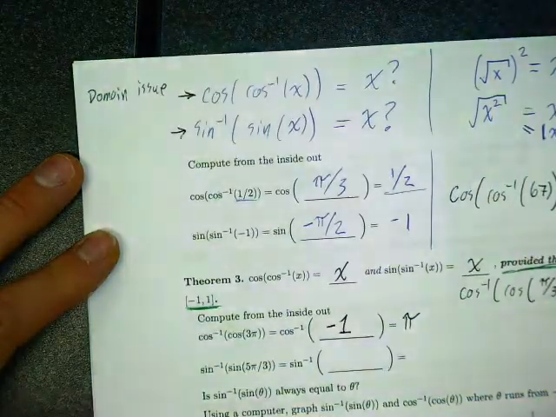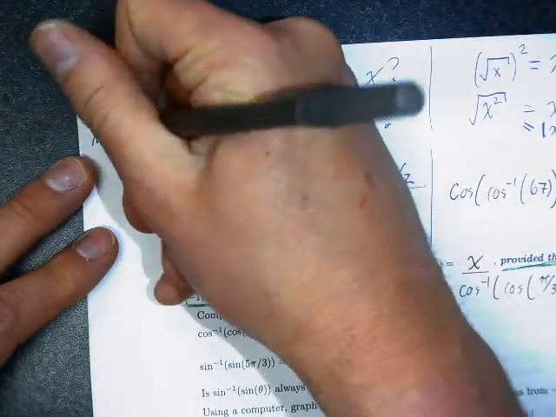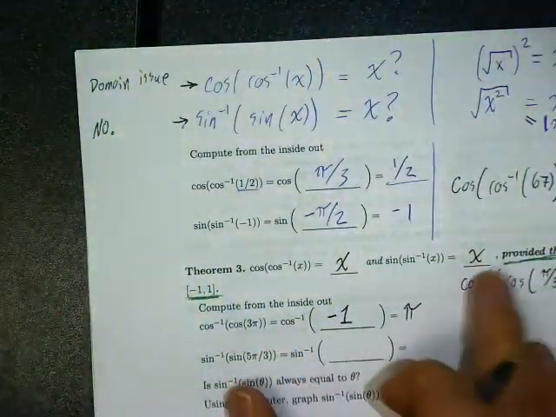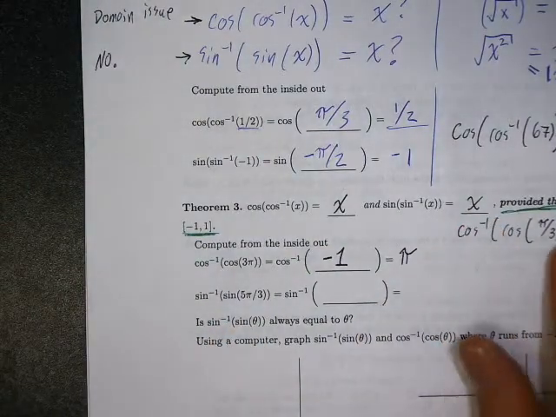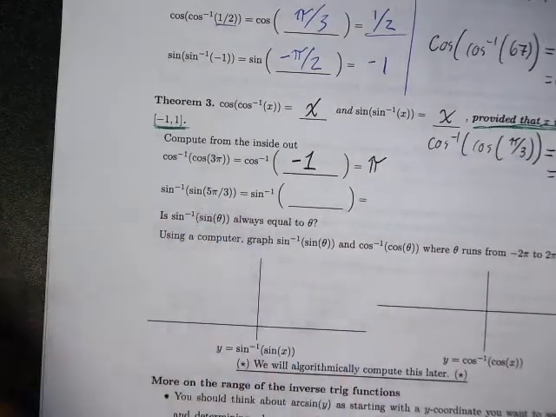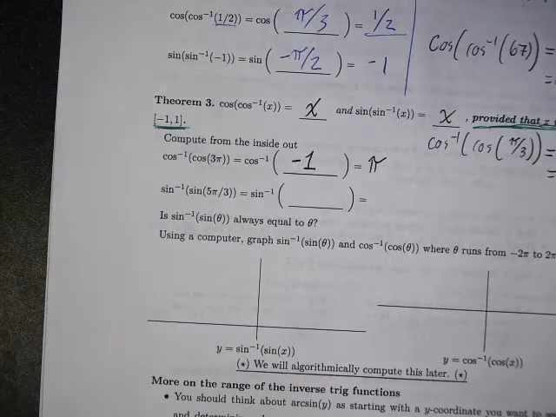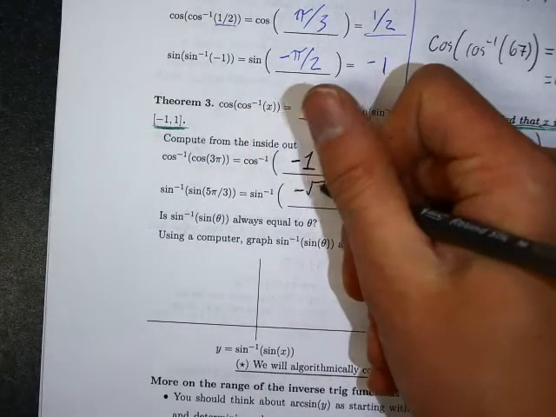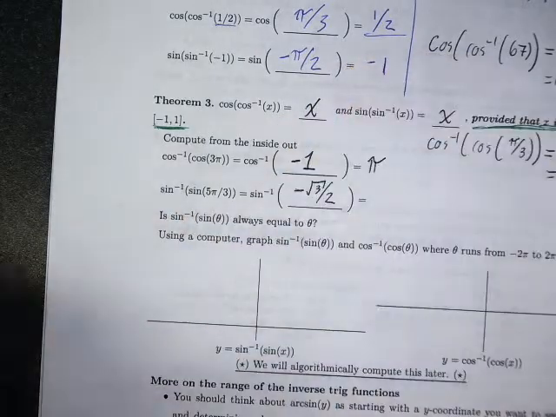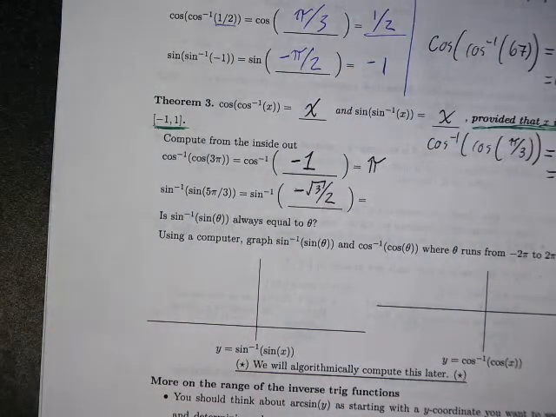Is the inverse sine of the sine of x always equal to x? No. It is sometimes. Let's do one last one. The inverse sine of the sine of 5 pi over 3. Let's try to compute that. What's the sine of 5 pi over 3? -√3/2, by looking at your unit circle. By looking at that lookup table that you have, what's the inverse sine of negative the square root of 3/2?